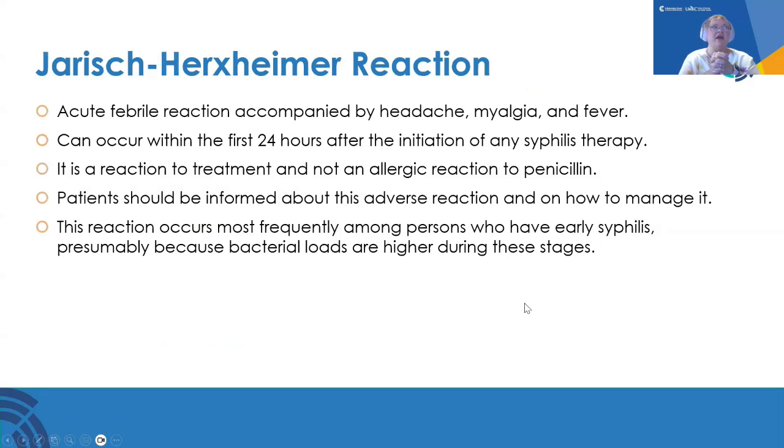There's something called a Jarisch-Herxheimer reaction that can happen. This is an acute febrile reaction after you give the penicillin, and they can get headaches, muscle aches, and fever. It's not an allergy to the penicillin. It is a result of the Treponema pallidum in the bloodstream dying off at such a high rate. It gives off a toxin, and that toxin in the bloodstream is what they're actually feeling.